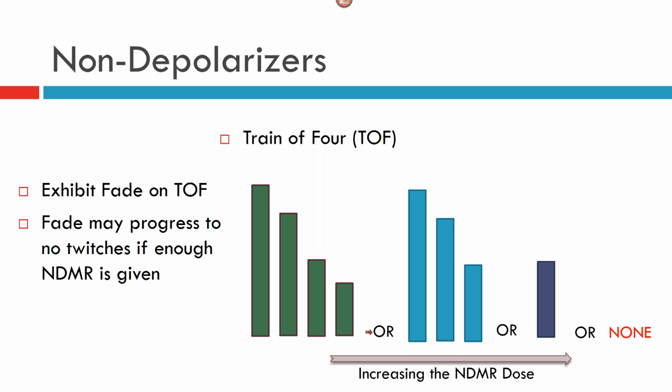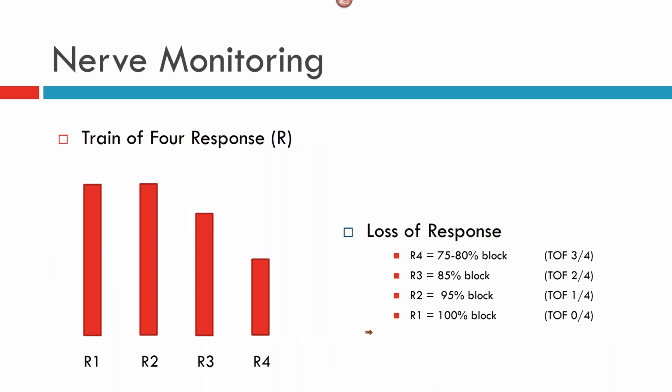And so next time you go to the OR and you look at a train of 4 and you see a fade, you will know that this is because of a non-depolarizer, not because of succinylcholine. Succinylcholine does not cause the fade unless it's given at a very high dose.